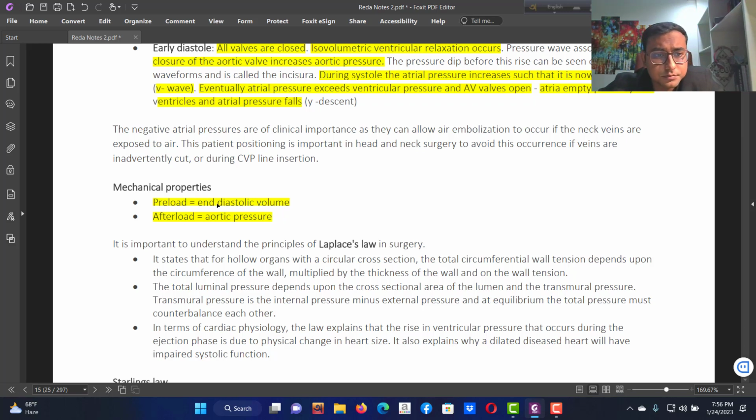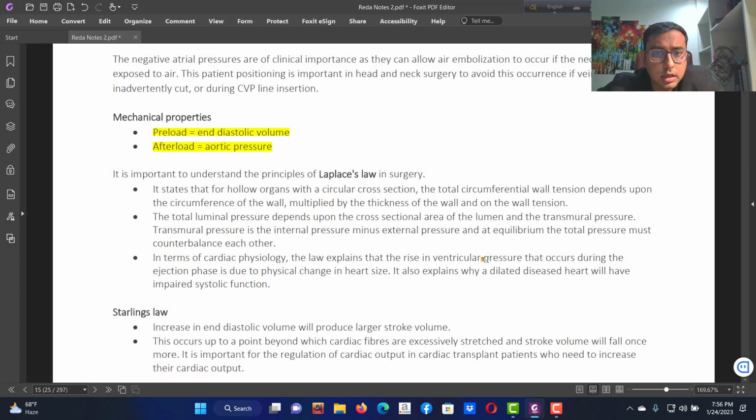It is preload. And afterload means the ventricular volume, that is the left and right ventricles, the last limit of enlargement, that is aortic pressure, because aortic pressure is nothing but the last ventricular pressure. Same things. So Laplace's law is the system by which the heart beats, relaxes and contracts.